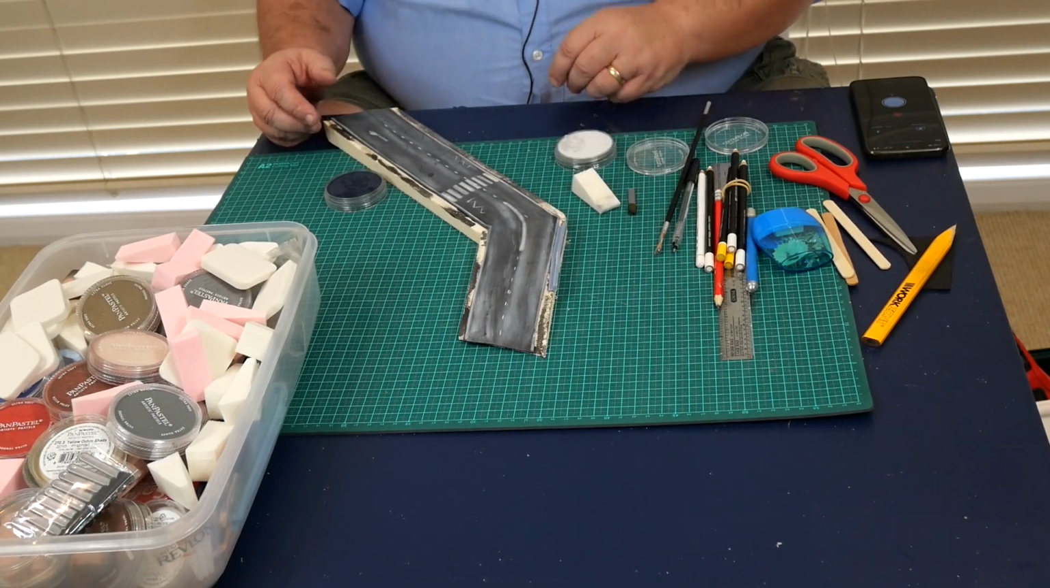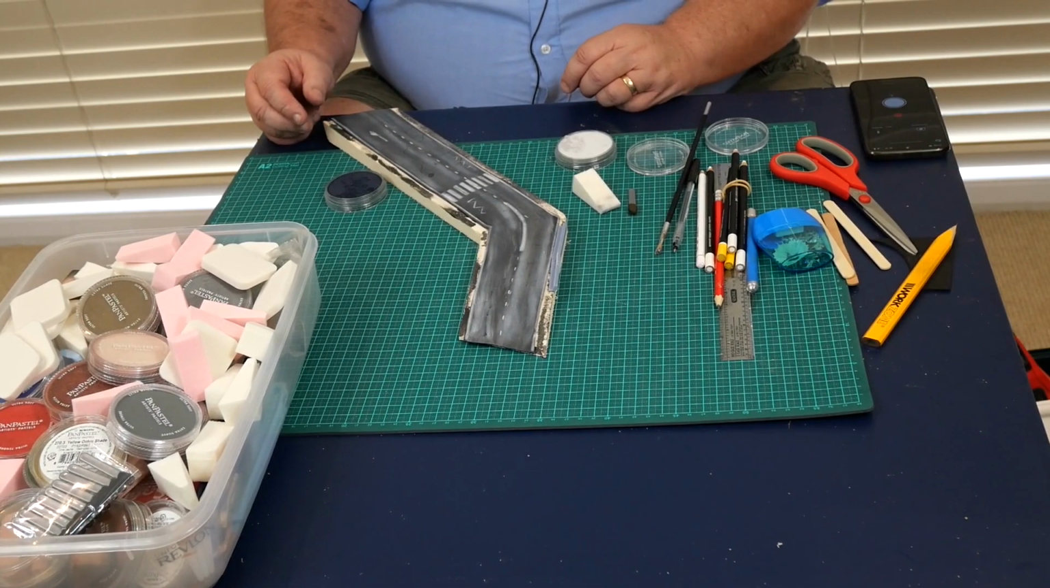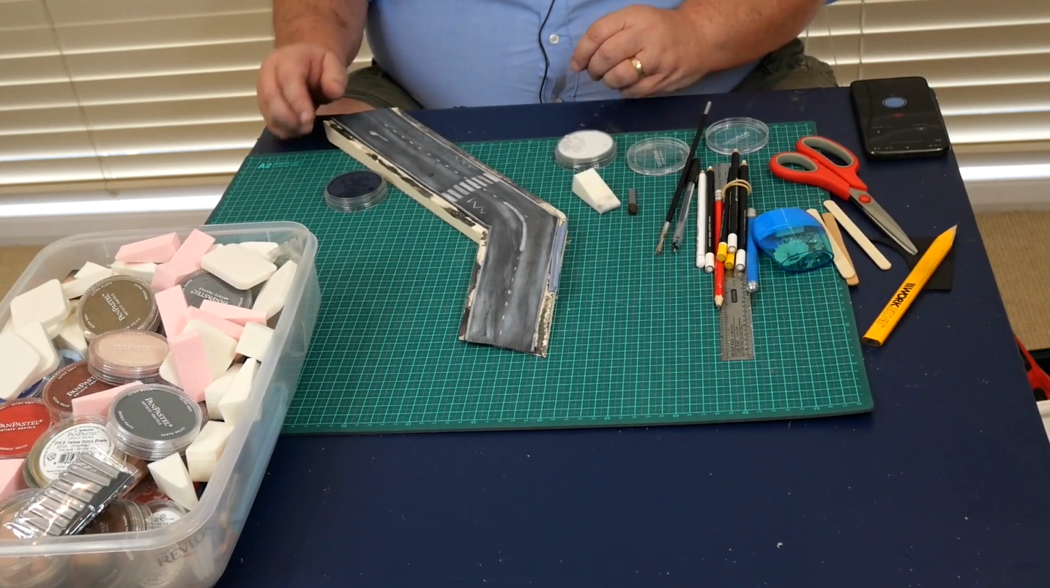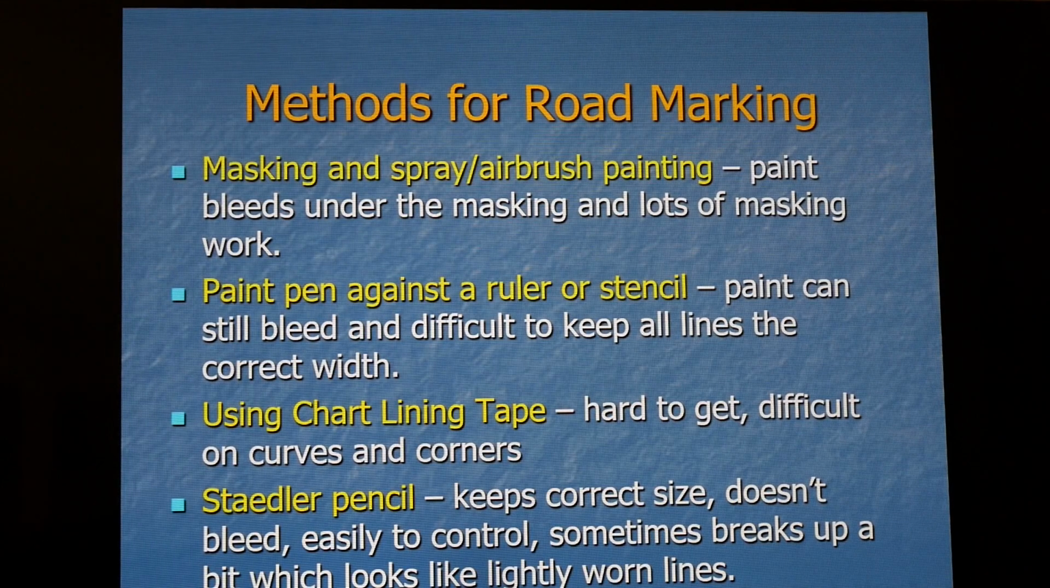And then of course you put vehicles on the road and the job is done. Back on the methods of road marking, as I said, there are many ways of doing it. A common way is to mask and then spray paint or airbrush the paint, or dab paint between the masking tape to show the road markings. Unfortunately, the disadvantage of this is the paint bleeds under the markings and it requires lots of masking work to get it right.